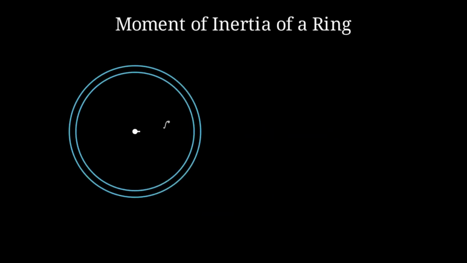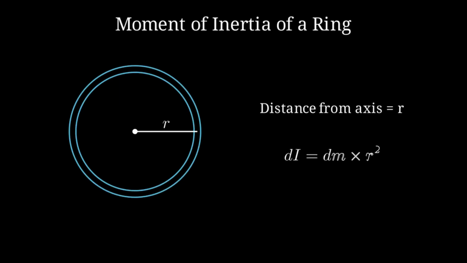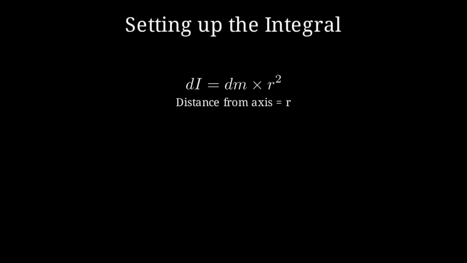The moment of inertia of a thin ring is simply its mass times the square of its radius. So, dI equals dm multiplied by r squared. To find the total moment of inertia I, we integrate dI from the center, where r is 0, to the outer edge, where r equals R.